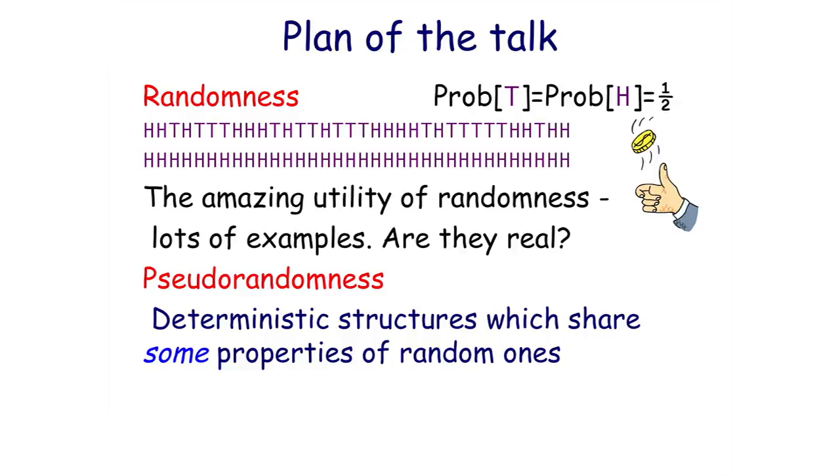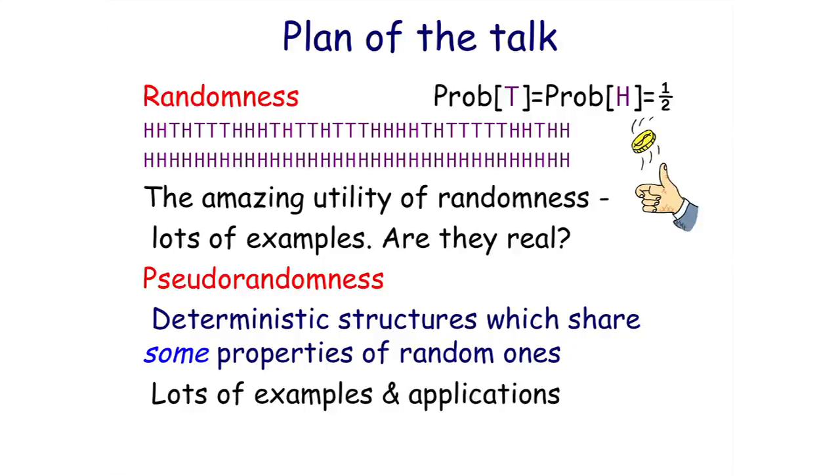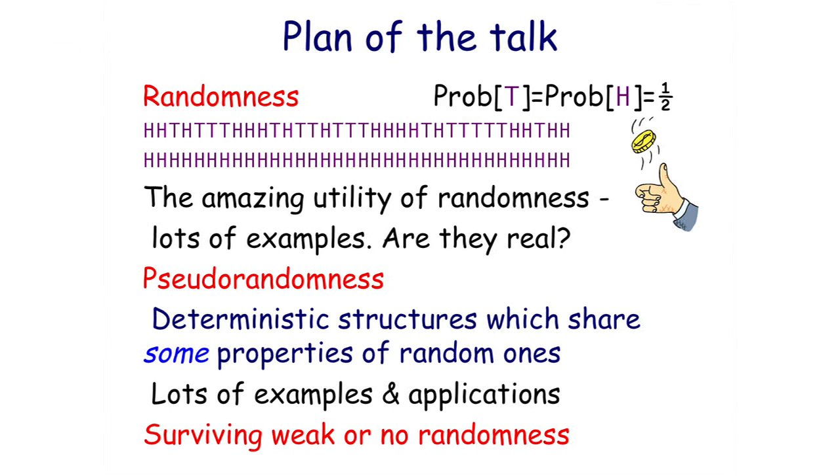And in order to answer it, I'll explain some rudiments of the theory of pseudorandomness. Pseudorandomness studies deterministic structures without randomness, which seem to have some properties that random structures have. Some properties, maybe not all, but maybe the ones that we care about. We'll see lots of examples and applications of this. And finally, this will help us understand how we can achieve some of the applications of true randomness when we don't have it, or when we have little of it. Okay, so that's the plan.